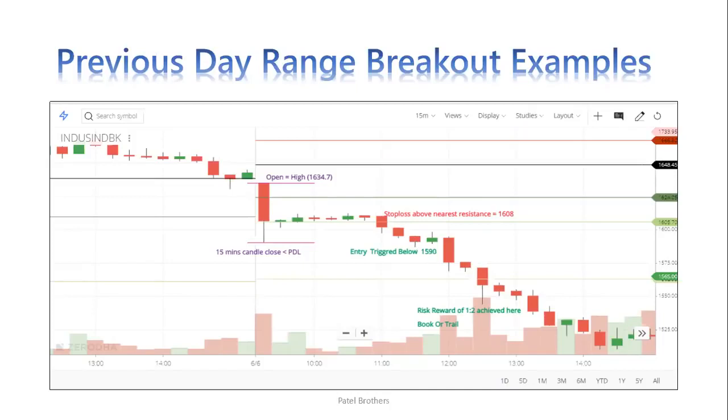1590 was our trigger, and the stop loss was just above this point, 1605.06. So you can count this candle's high as the stop loss. So 1608 was coming as our stop loss, which was 1.8%, which was near to 1%. So that risk we can take. From there, it has given 1:2 within 2-3 candles.